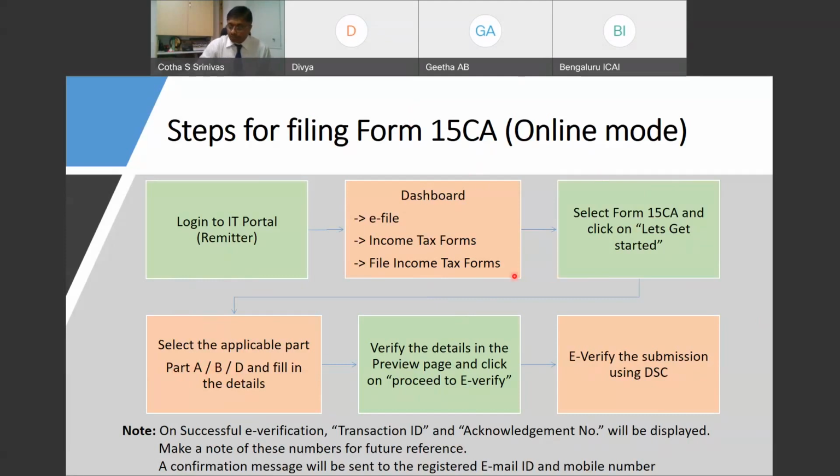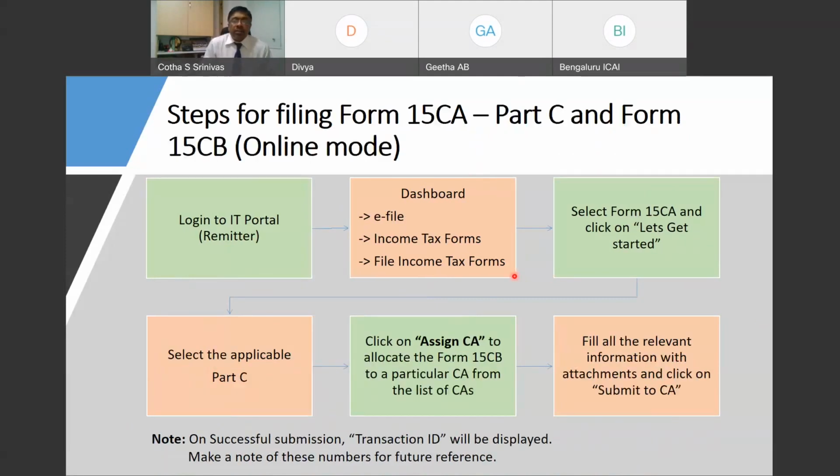Now, we will look into the process, steps for filing form 15CA part C and form 15CB online mode. Now log into the IT portal, the remitter portal, and these 2 steps are the same. Select form 15CA and click on let's get started. Select the applicable part C. That is, in this case, we are selecting part C.